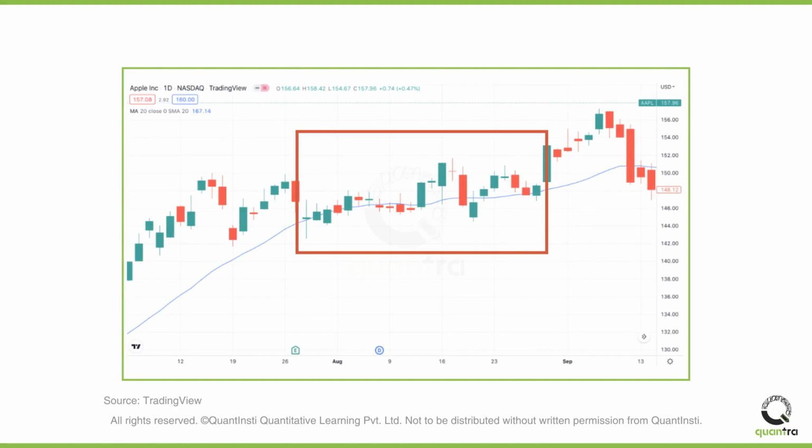If you notice, you'll see that there is no particular trend here, the prices are more or less flat. So in such cases, where the prices are not trending, the SMA would not serve as an appropriate indicator.